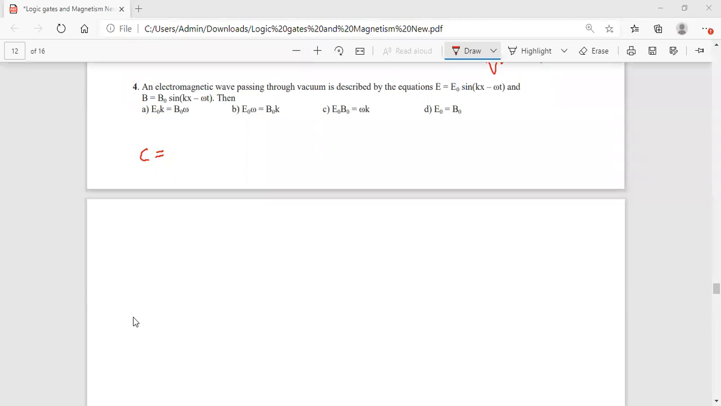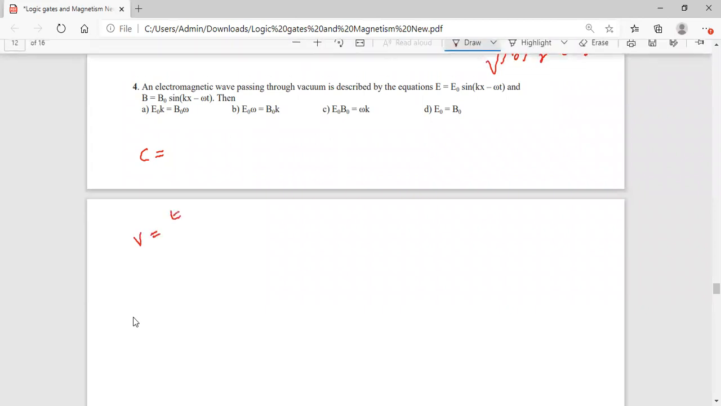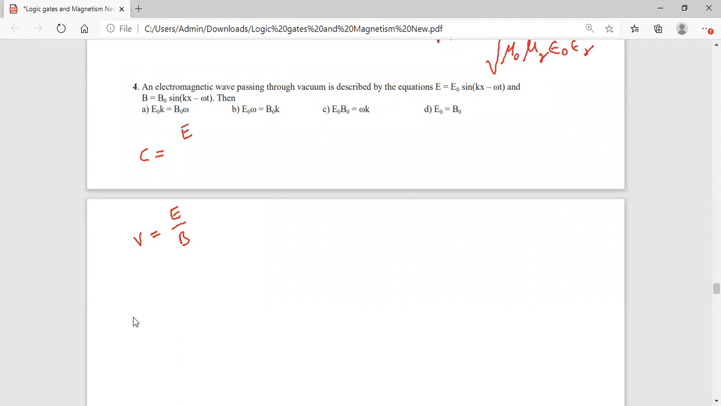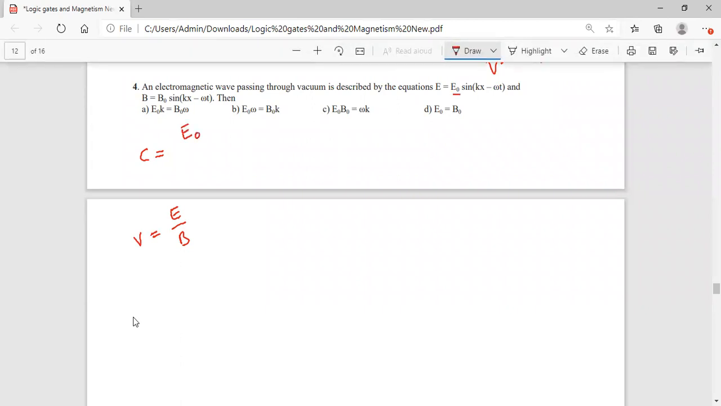From the velocity selector equation, we know that V is equal to electric field by magnetic field. And here speed of light C is equal to electric field amplitude E naught divided by magnetic field amplitude B naught. C is equal to what? E naught by B naught.